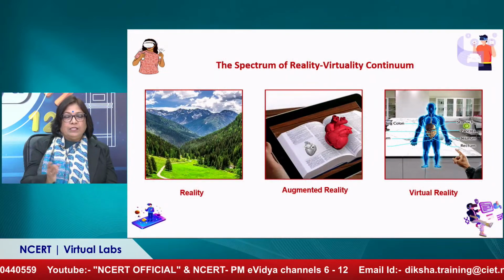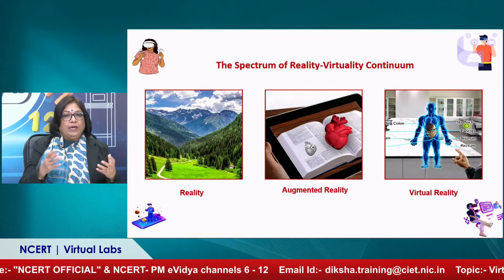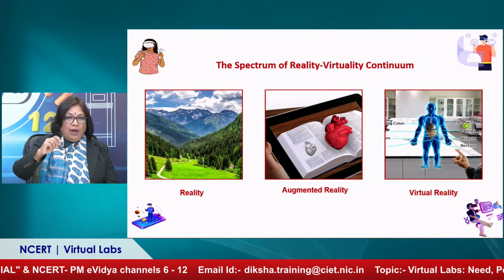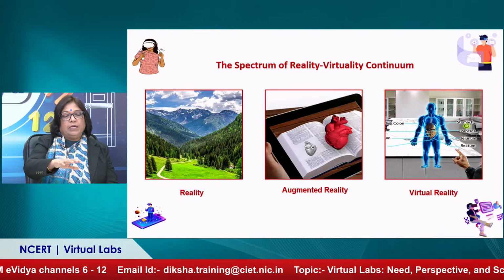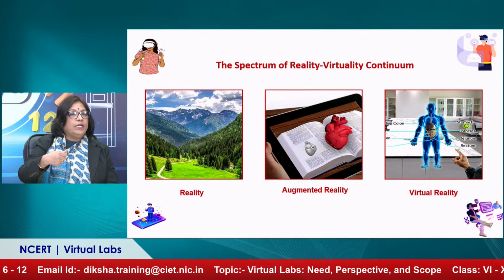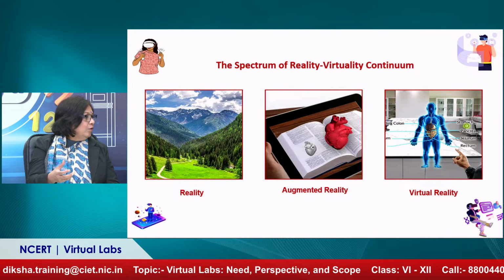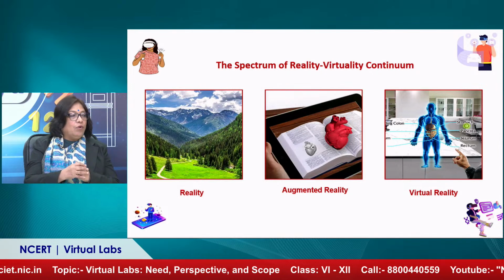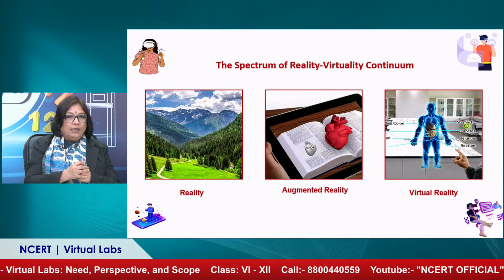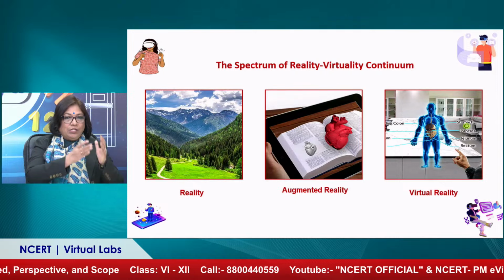Then comes virtual reality. In augmented reality, reality is augmented with the physical world. And in virtual reality, the viewer or the learner feels themselves as part of the virtual reality environment, like we can see here. If we are talking about a lab, we can actually feel ourselves in the lab, and whatever objects for experimentation are there in the virtual environment, we can actually interact with them, we can handle them. So this is an amalgamation of physical and virtual.